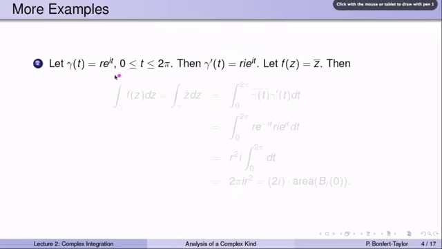Let's look at the second example. Let gamma of t be r e to the i t, where t runs from 0 to 2 pi. We know that that parameterizes a circle of radius r.